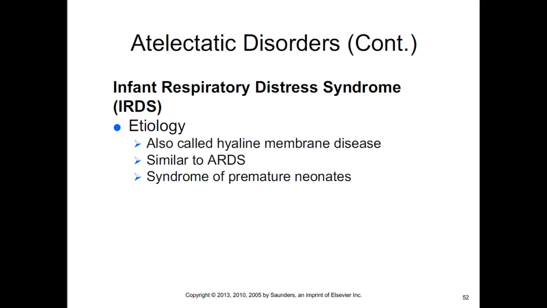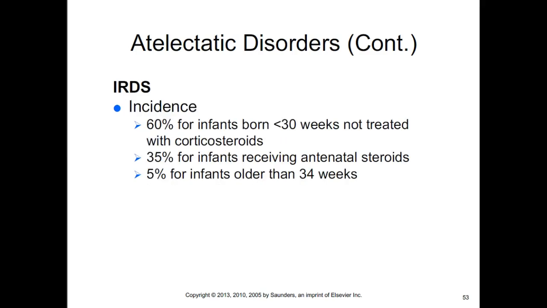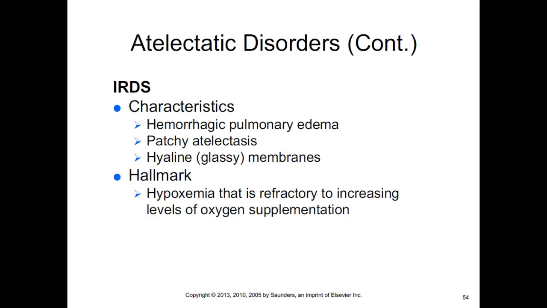Now, infant respiratory distress syndrome, that one was adult, this one was more found in children. Right, it is quite similar to ARDS, but is a syndrome of premature neonates, right? So it's usually also called hyaline membrane disease, right? So in 60% of infants born less than 30 weeks that are not treated with corticosteroids, and even 35% for infants receiving antenatal steroids, and very, very low incidence in children born at 34 weeks gestation, right? So these are for children who basically haven't made surfactant, okay?